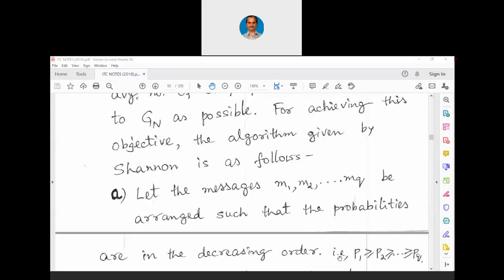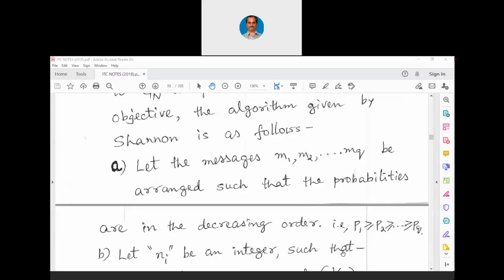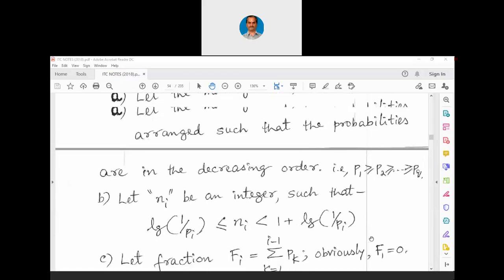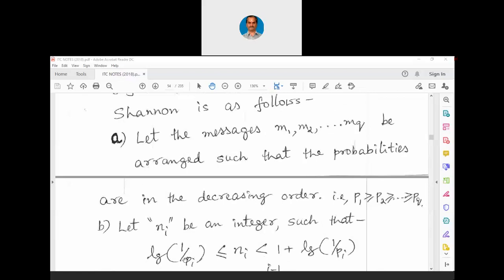That way, let it be arranged. The next step is, let Ni be an integer such that lg of 1 over Pi is less than or equal to Ni, and that is less than 1 plus lg of 1 over Pi. When we arrange these symbols in the order of the probability, let us have this Ni, which is nothing but the number of bits which we have to find out.